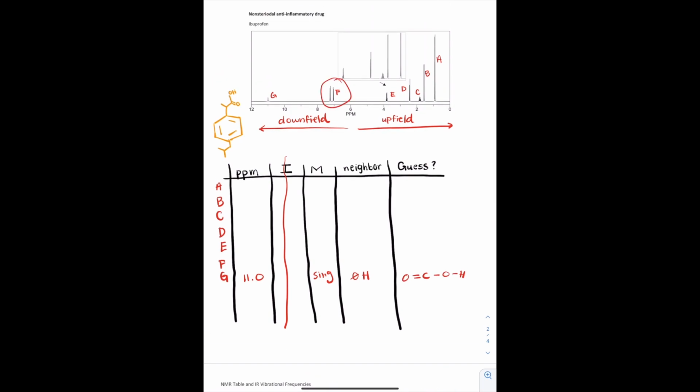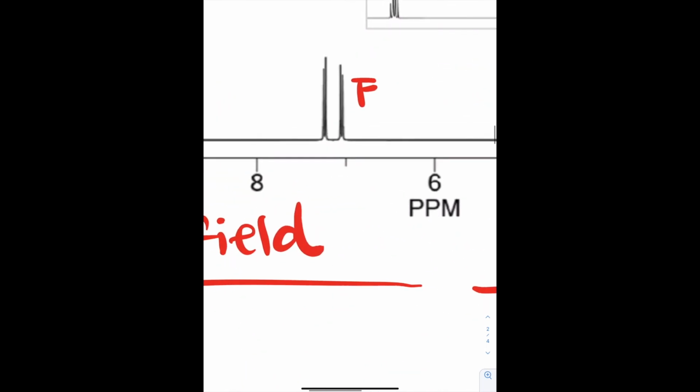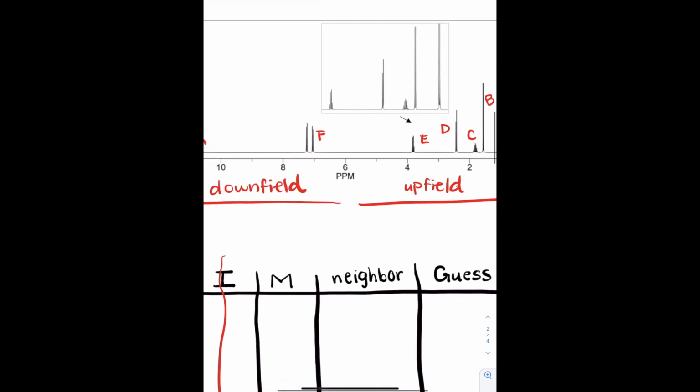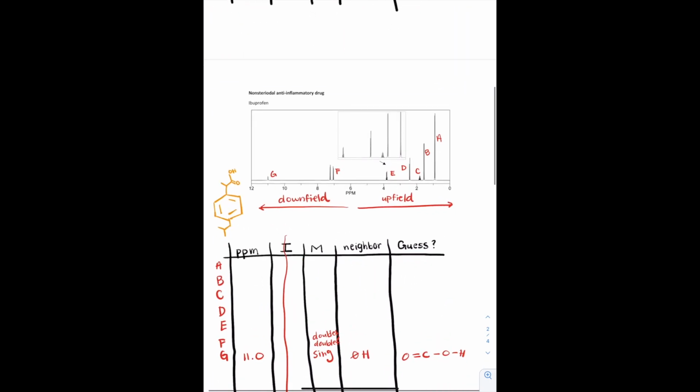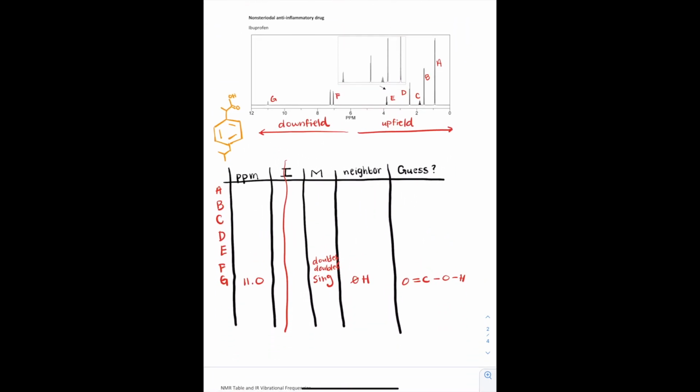Now this right here at letter F is called a doublet of doublets, and what that means is that there are two different sets of doublets together. So I'm just going to write doublet, comma, doublet in my multiplicity section, and if you zoom in really far, you can see that there's 1, 2 peaks here and 1, 2 peaks there. So a doublet of doublets is typically indicative of a benzene ring. So we're going to keep that in mind as our guess.